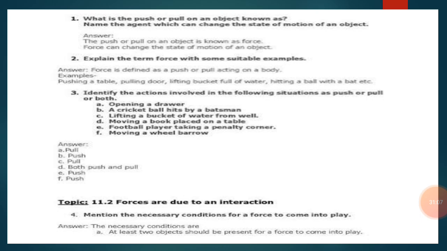Now, forces are mainly due to interaction. I have already told you in the previous part that forces are mainly due to the interaction between two objects. So mention the necessary condition for the force to come into play. At least two objects should be present for the force to come into play, because forces are mainly due to interaction. When the two objects interact with each other, then the force comes into play.